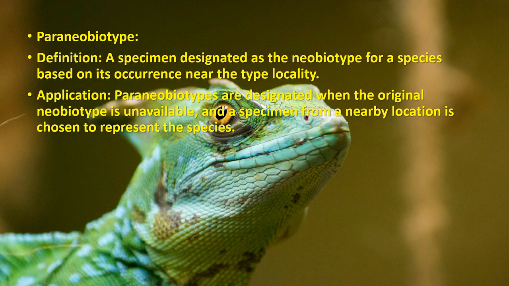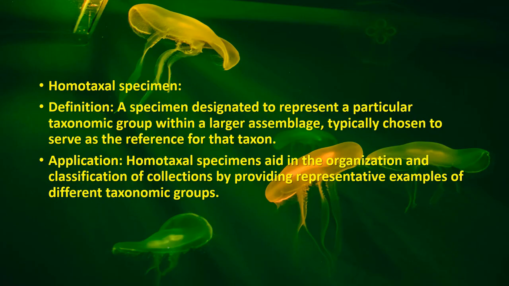Paraneobiotype, a specimen designated as the neobiotype for a species based on its occurrence near the type locality. Paraneobiotypes are designated when the original neobiotype is unavailable, and a specimen from a nearby location is chosen to represent the species. Homotaxal specimen, a specimen designated to represent a particular taxonomic group within a larger assemblage, typically chosen to serve as the reference for that taxon. Homotaxal specimens aid in the organization and classification of collections by providing representative examples of different taxonomic groups.